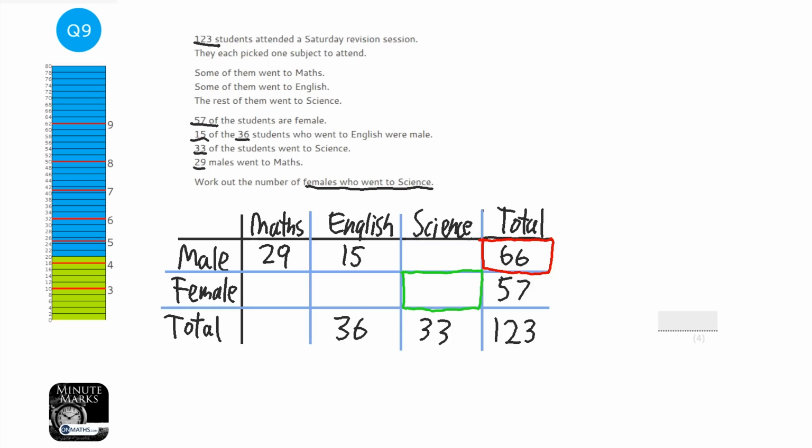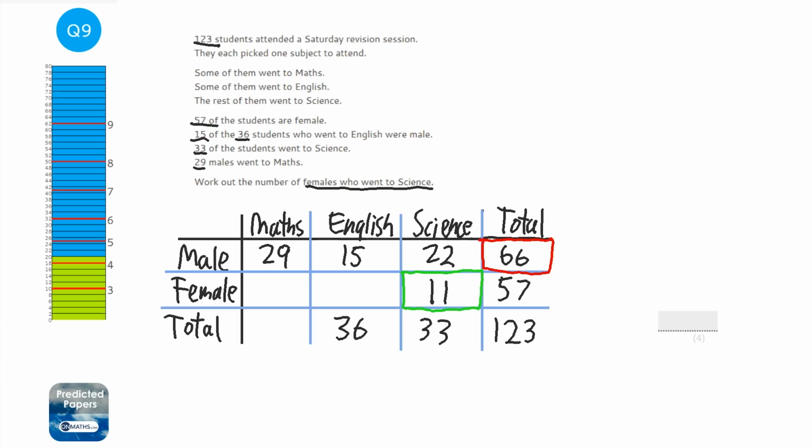Because these two here have to add up to 123. Then if there's 66 males in total and 29 of them went to maths and 15 of them went to English, then that leaves 22 who went to science. And if there's 22 males who went to science and there's 33 people in total who went to science, then there's going to be 11 females who went to science.